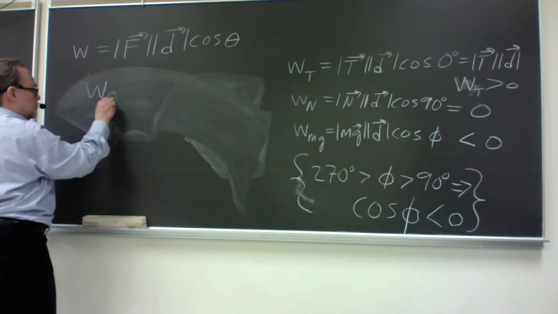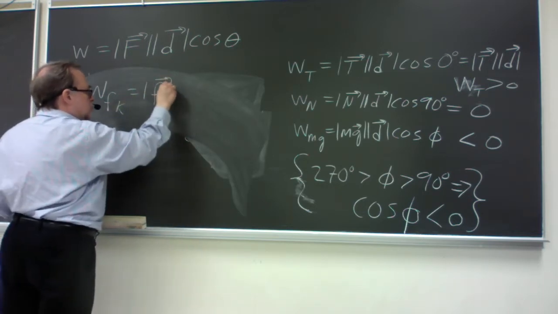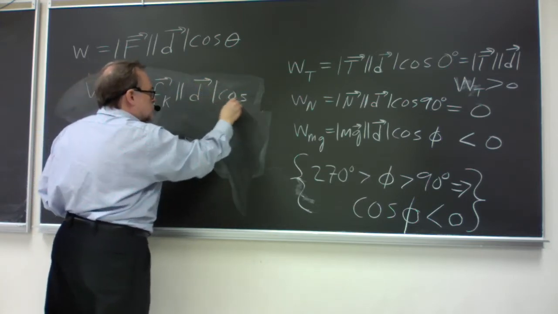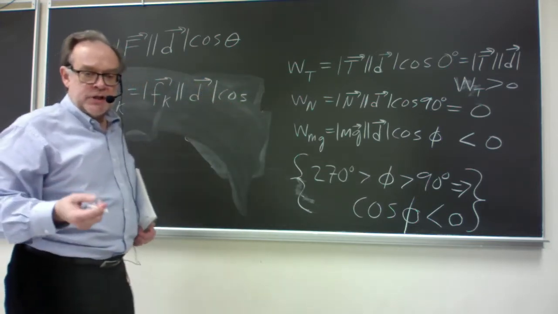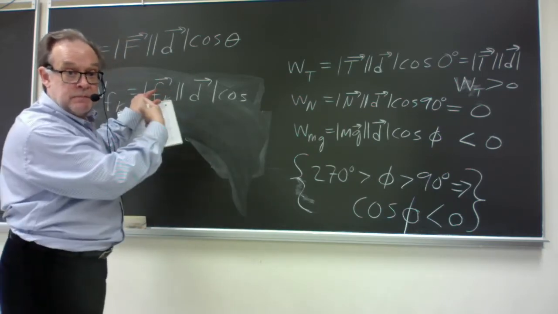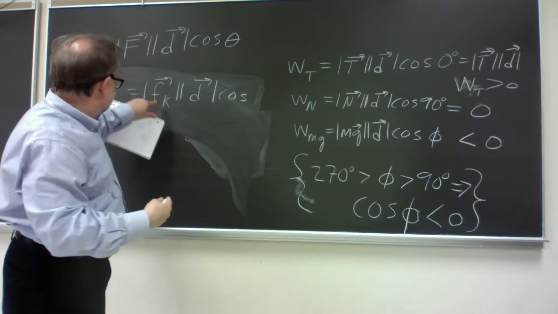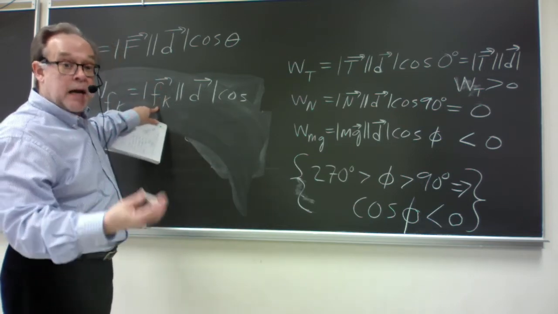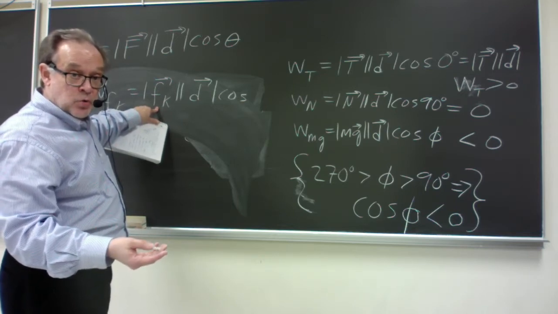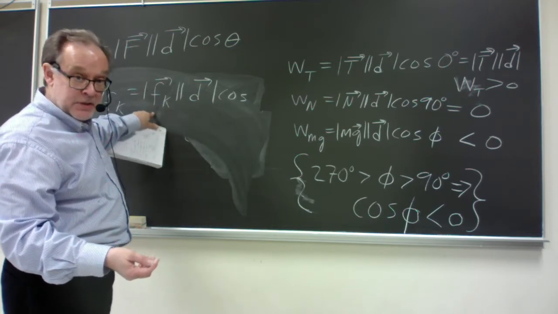Work done by the friction force, force of kinetic friction, is just the magnitude of that force, magnitude of the displacement, times cosine of the angle between the force and the displacement. Well, displacement is in the direction of motion of that crate, straight uphill. Kinetic friction points opposite to the direction of motion. So this points uphill, this points opposite to that.